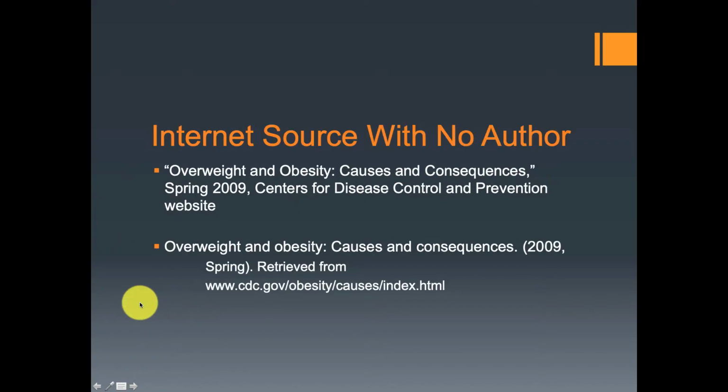Let me go back to internet source. So most internet sources don't have an author's name, but you have to put the name of the actual article. When was it published? And who this came from: the website for the Centers for Disease Control and Prevention, which is the www.cdc.gov Obesity Causes Index HTML. So you would actually look for the HTML that's at the top wherever you got this article.